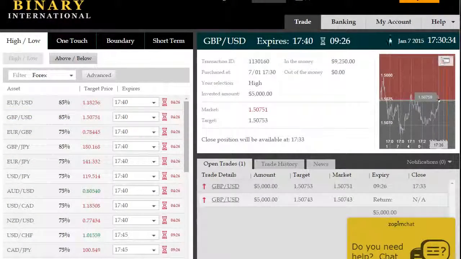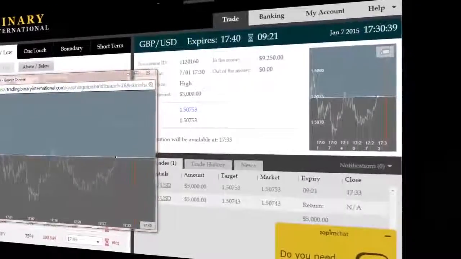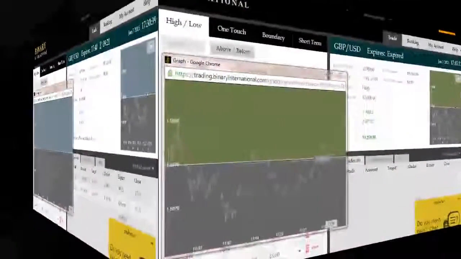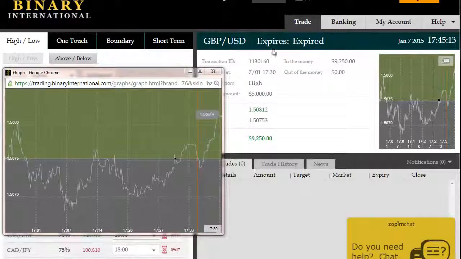We're on the GBP USD here. Can expand the chart to show you the result. Notice I've chosen a 10-minute expiry here because of that movement already happening. I'd like to repeat again, this is exactly why sticking to the strategy is so important.